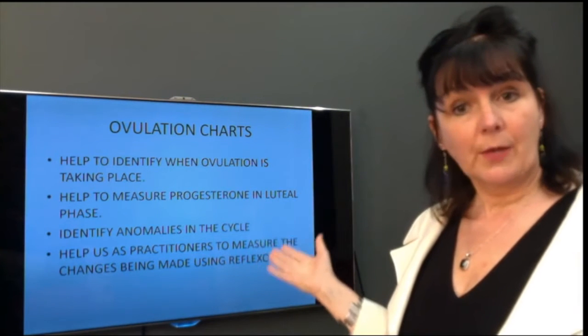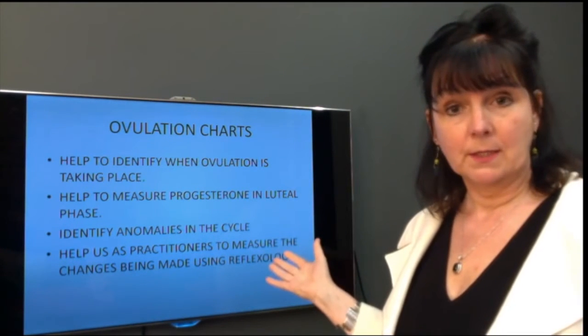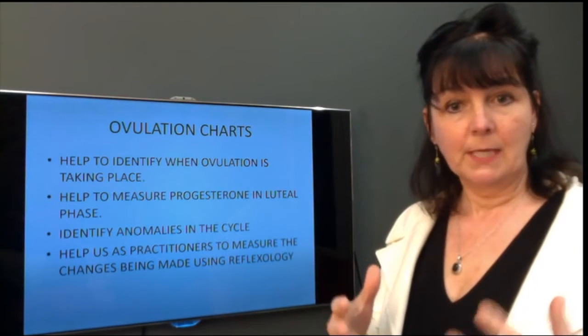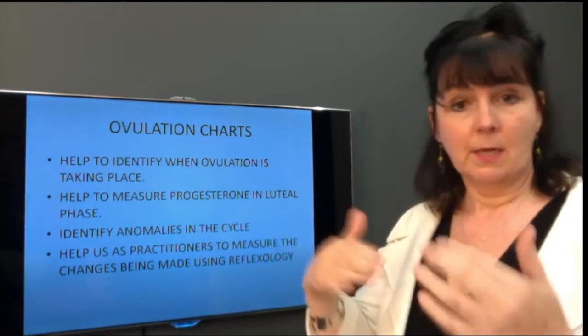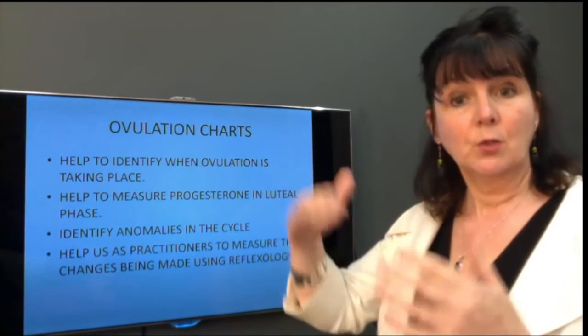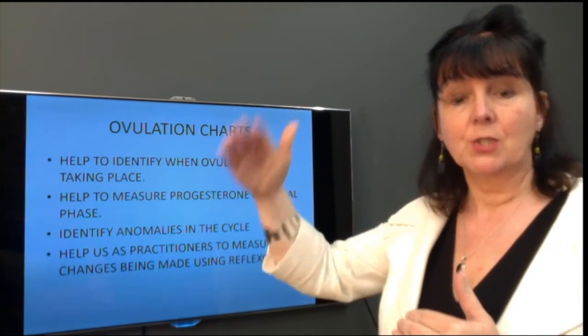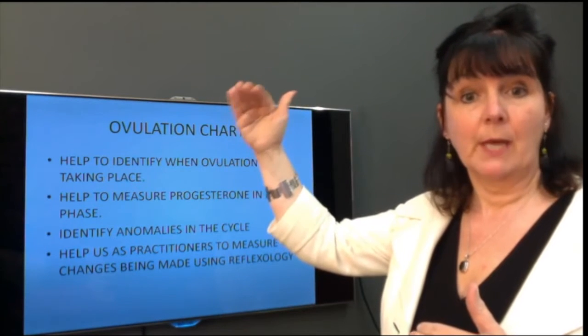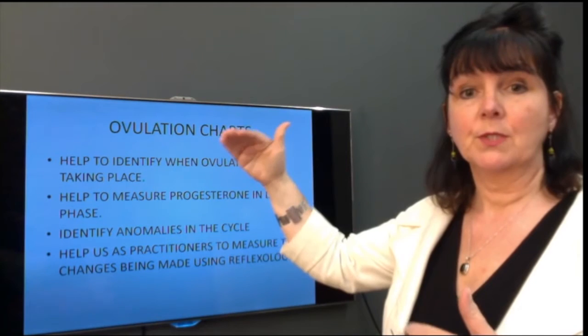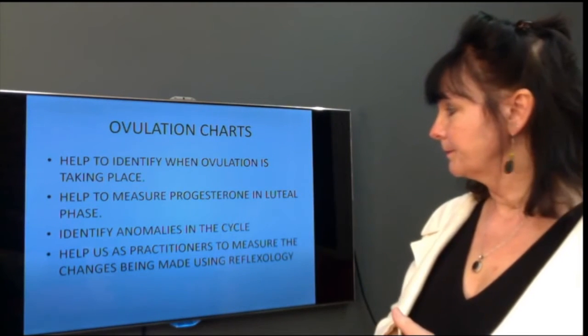Ovulation charts also help us to identify anomalies in the cycle. So basically we're looking for what's happening with the bleed. Is the temperature at the right level during the follicular phase? Can we see the drop and the rise at ovulation? And is the temperature remaining high enough, therefore sufficient progesterone being produced in the luteal phase?